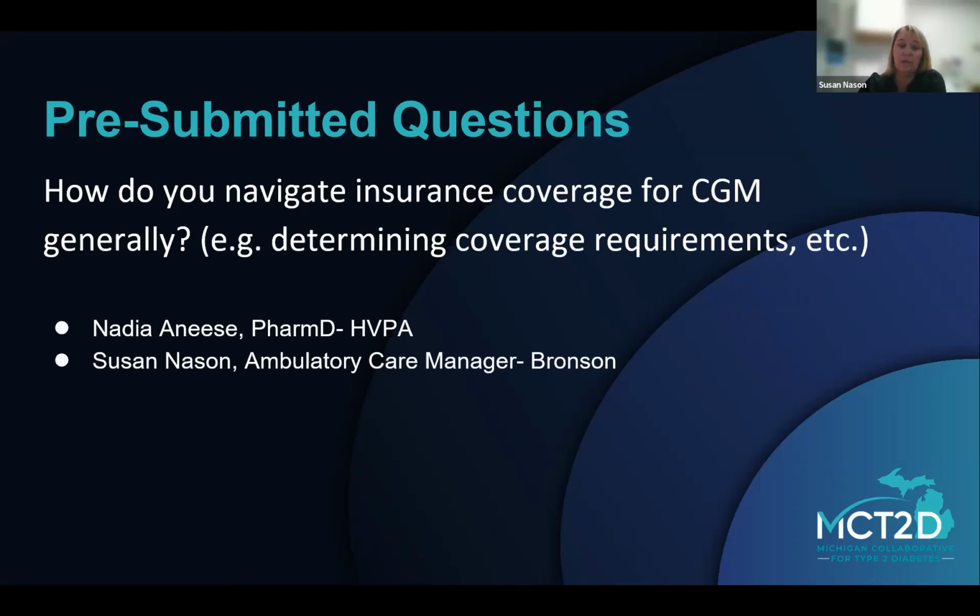I use Parachute and ADS for Medicare. ADS has a patient assistance program. So if it's a Medicare patient and they can't afford their copay for their CGM supplies, they can call them, ask for assistance, and they'll lower their copay to an affordable amount.